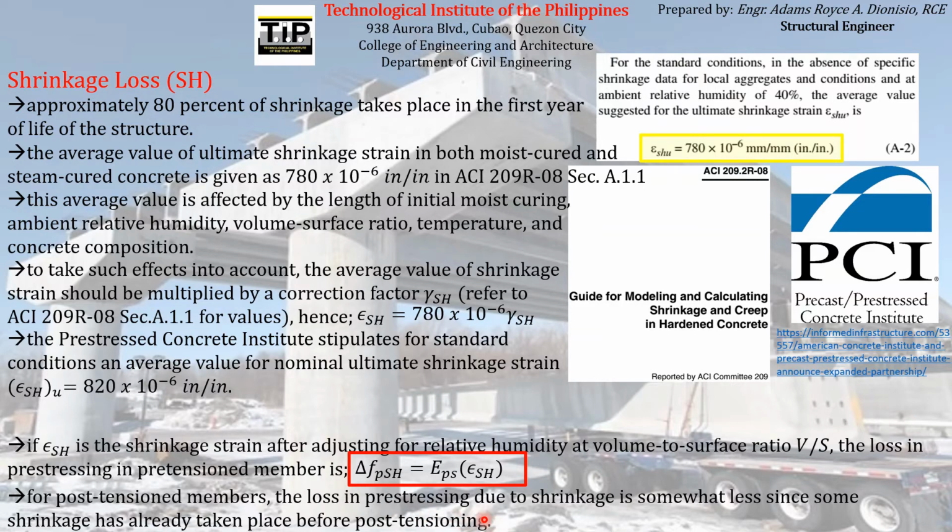So if you will now apply the post-tension force, the tendency is there will be less prestress loss due to shrinkage, again because most of the shrinkage already occurred even before the application of the post-tension force. That's why loss due to shrinkage is less for post-tension members compared to pretension members.